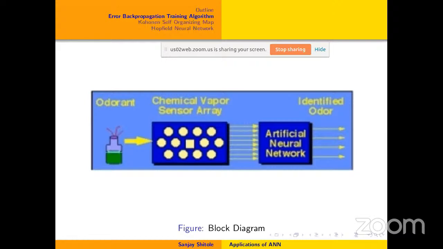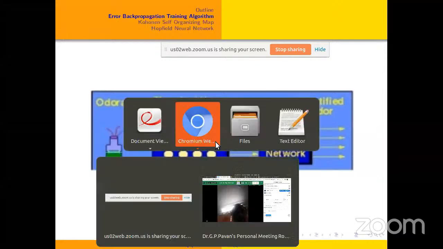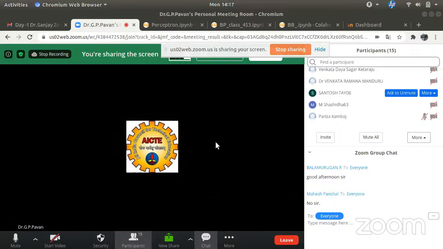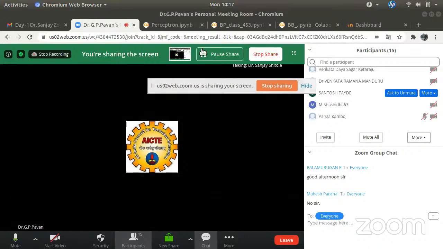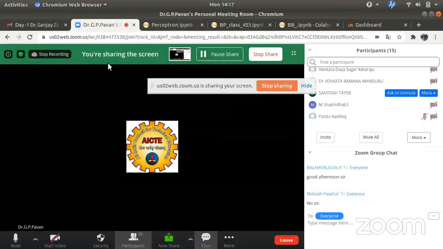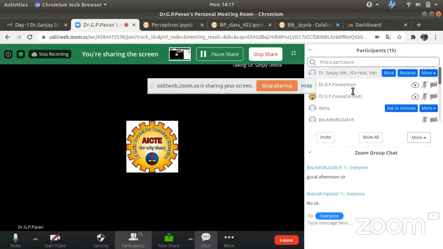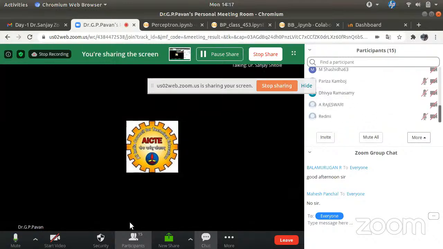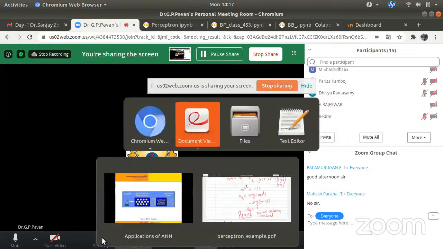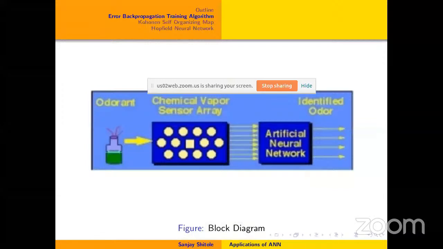Then you may ask me why this application is essential. Any idea? Anyone wants to say something? Why is this application essential? From the participants: suppose in remote places, in the hospitals there, we do not have expert doctors. At that time, this expert system will help you. A trained neural network architecture will be used for screening purposes.